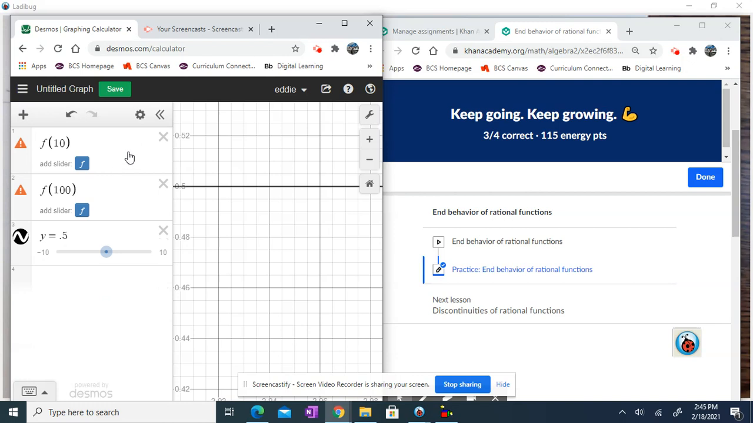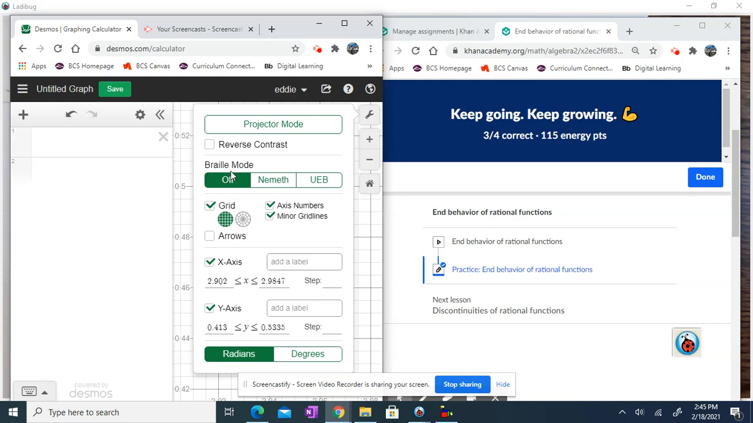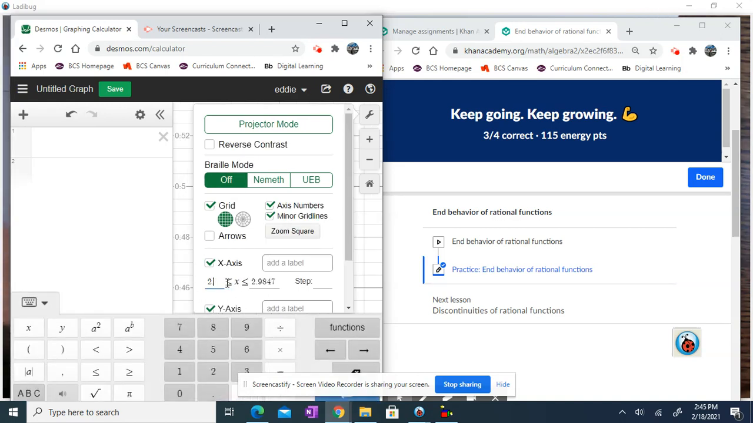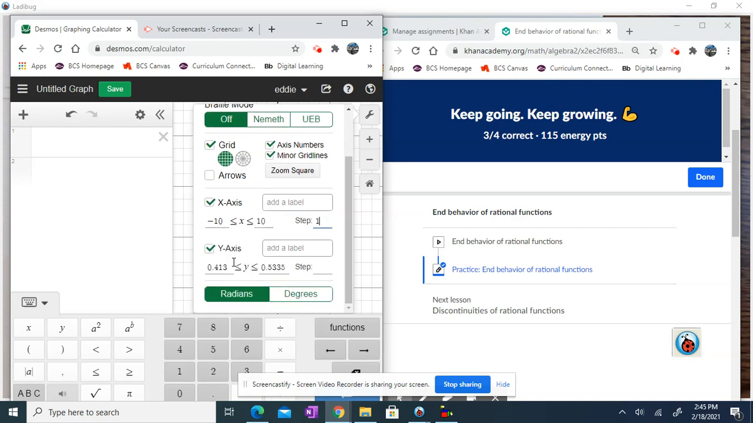Okay, get rid of these. Rid of that. There we go. So I need this to go from -10 to 10, with a step of 1, and the y-axis to do the same.